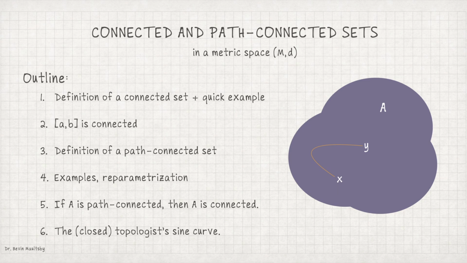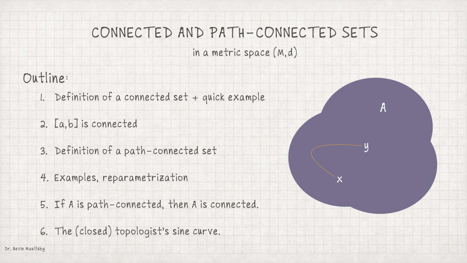In this video, we're going to look at two more topological properties for sets in a metric space. We will see what a connected set is, as well as what a path-connected set is. These are different notions. There are other types of connectivity, like simple connectedness, that we won't talk about in this video. So here's an outline of what we're going to do.